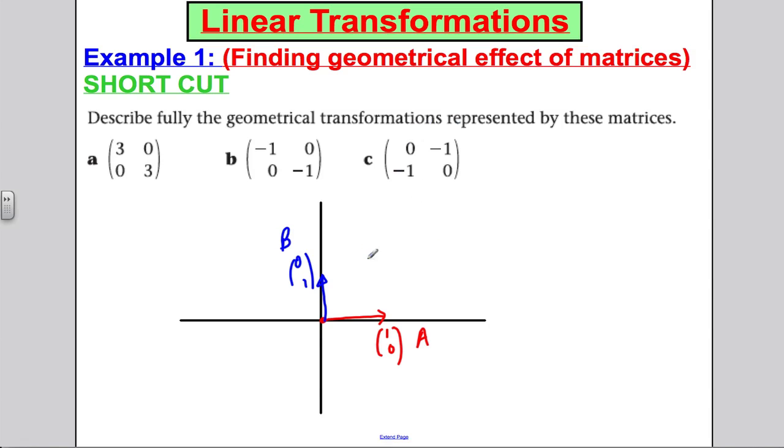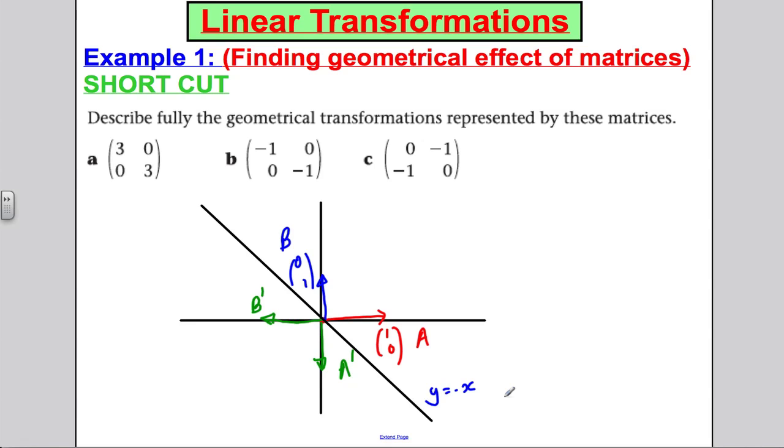The last one, what happened to 1, 0? Well, it went to the first column of this matrix, 0, negative 1, which is down here, and that would be A dash. And what happened to 0, 1? Well, it went to the second column of this matrix, negative 1, 0, which is over here. What transformation is going on there? Well, I think it's pretty obvious, and we've done this before, but it must be a reflection in the line y equals negative x.